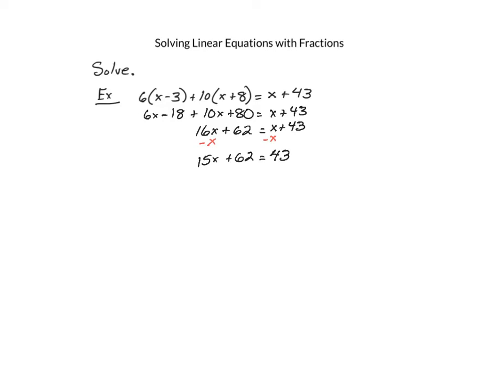And now we'll subtract 62 from both sides. And again, I'm writing this minus 62, but I won't on every problem. So we're subtracting 62 from both sides, and we'll have 15x equals negative 19. And when we divide both sides by 15, we get x equals negative 19/15, and this problem is done.